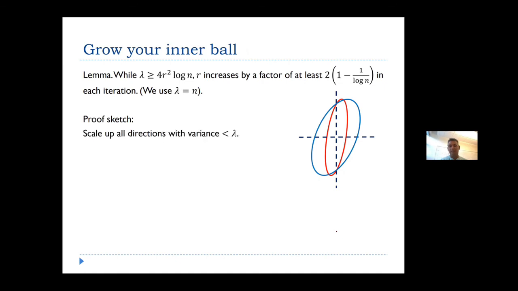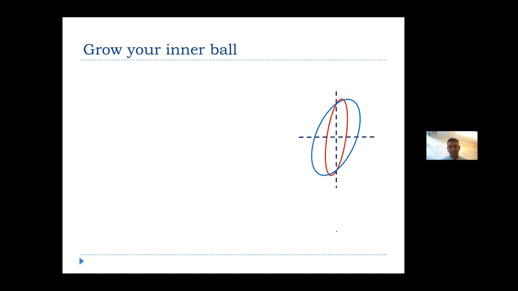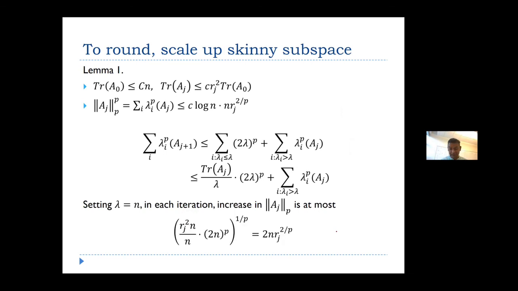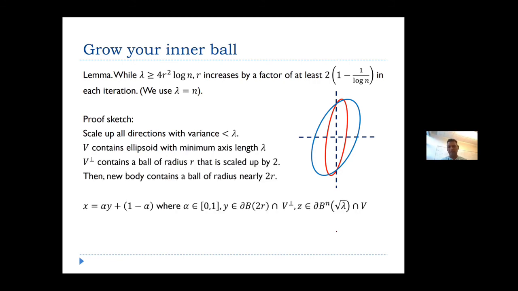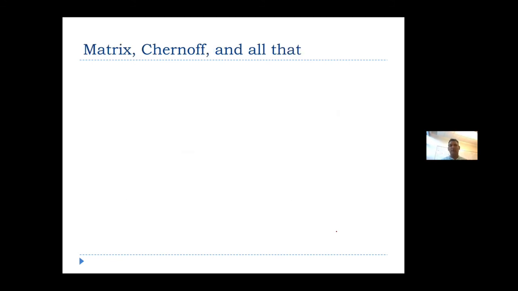This is the lemma. The first one was the lemma that the trace, and this norm, doesn't grow much, this pth norm of the eigenvalues. And the second lemma is that the ball inside almost doubles each time. It is also an elementary proof.